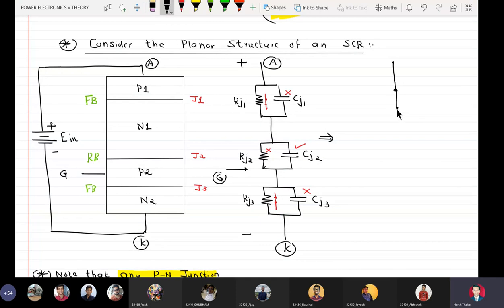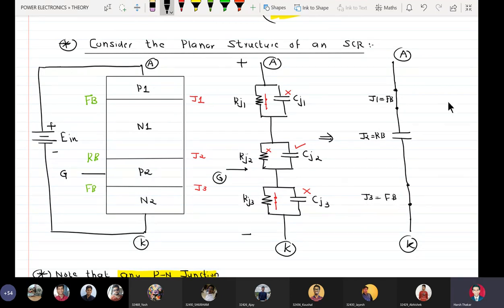Short circuit because CJ1 is not there. Then here RJ2 is not there, only CJ2 remains, and here again because it is forward biased like this, okay, and here I have cathode, here I have anode, right? So this is J1 forward biased, this is J2 reverse biased, J3.